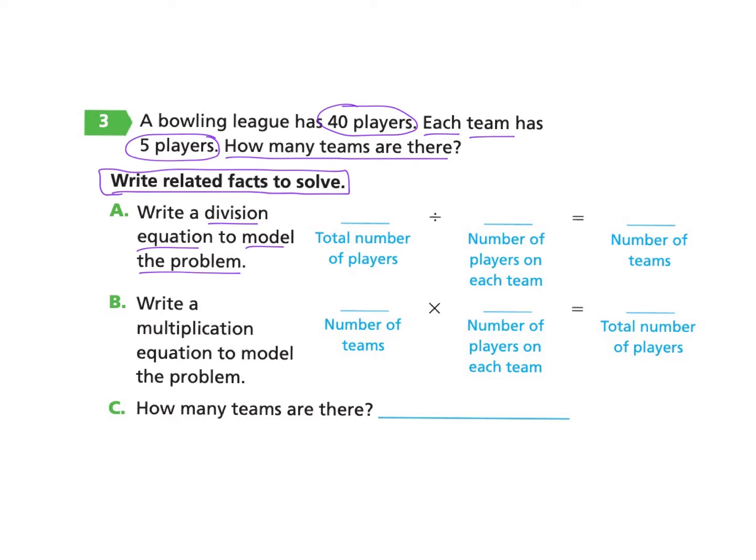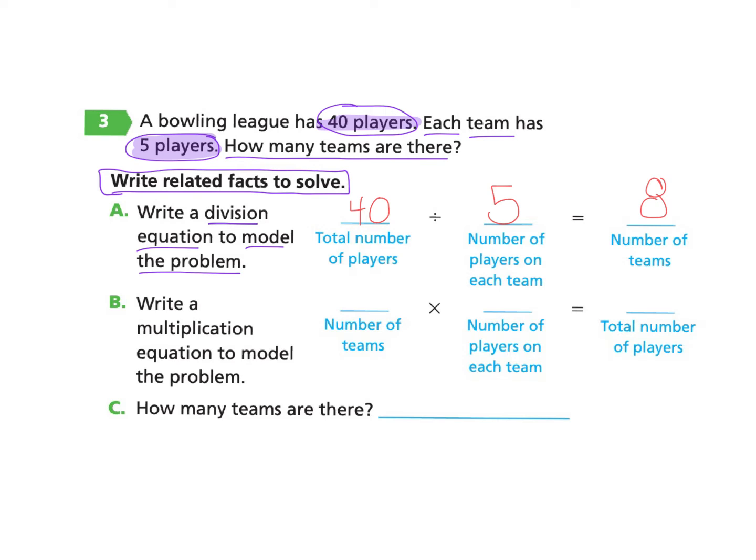And we see that the first thing that they would like us to fill in is the total number of players, which we know was 40. So we can write that in here. There are 40 players. And then the next information that they'd like us to fill in says the number of players on each team, which we know to be 5 players. So we can write that in. 5 players. And so 40 divided into 5 groups is going to give us the number of teams, which would go here, our quotient. And we know that that is 8. So we have written the division equation to model the problem that was given to us.